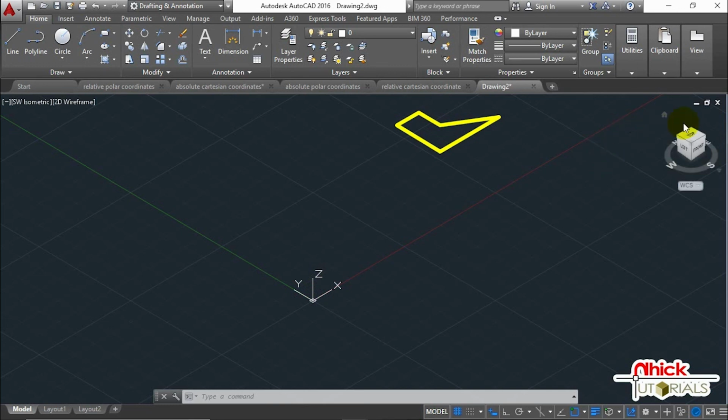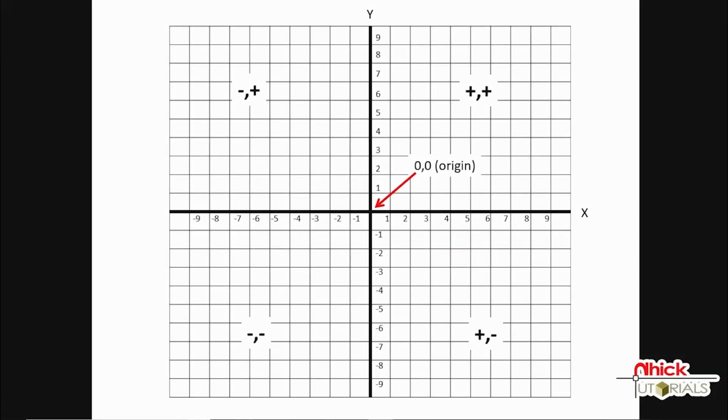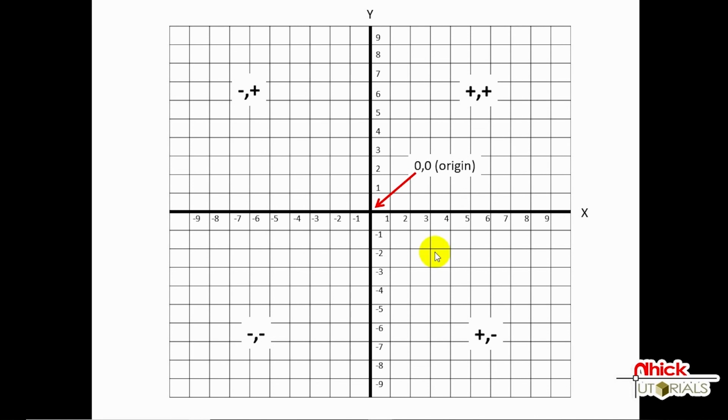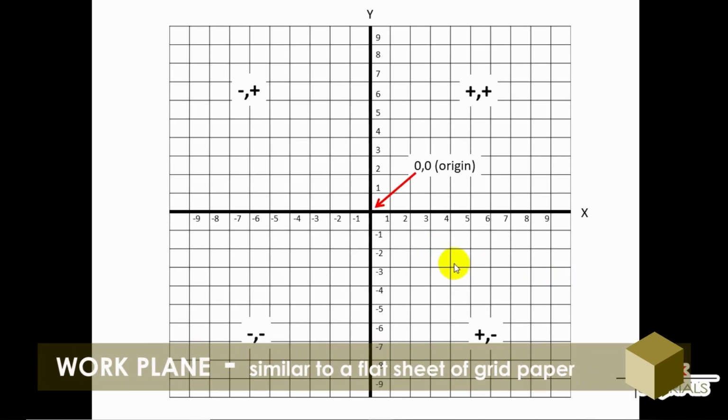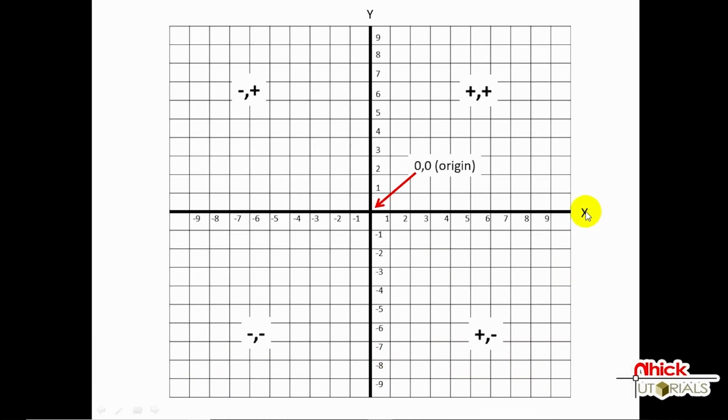In 2D, you specify points on the XY plane, also called the work plane. The work plane is similar to a flat sheet of grid paper. The X value of a Cartesian coordinate specifies horizontal distance, and the Y value specifies vertical distance. The origin point 0, 0 indicates where the two axes intersect.